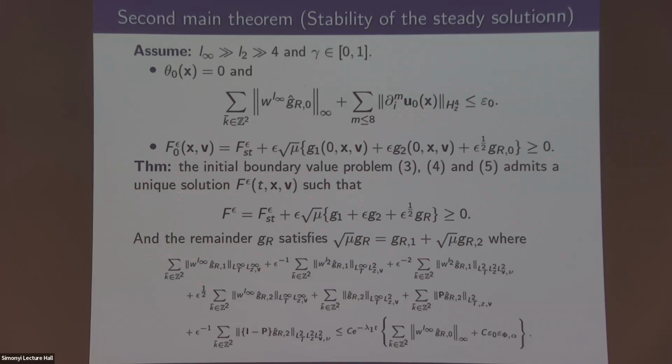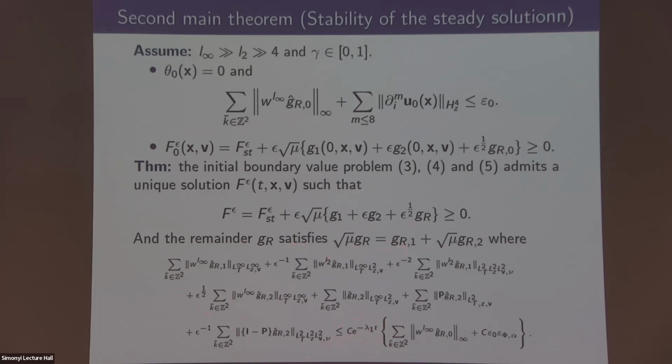And the remainder satisfies this monstrous estimate that I had to put in tiny font in order to make it fit. But the important thing here is we get exponential decay. And so the remainder decays to 0 as time goes to infinity exponentially fast.